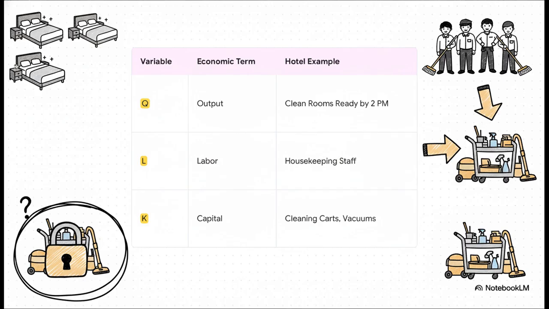But, and this is a huge but, here's the catch every single manager runs into. We call it the short-run problem. In the short run, your capital is pretty much fixed. You can't just snap your fingers and build a new wing on the hotel, right? You can't get 10 new cleaning carts delivered by tomorrow morning. So the only lever you can really pull right now is the labor lever. So what happens when that's the only thing you do? When you just keep hiring and hiring and hiring?